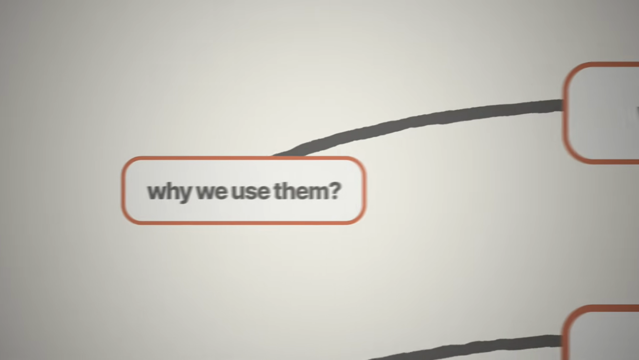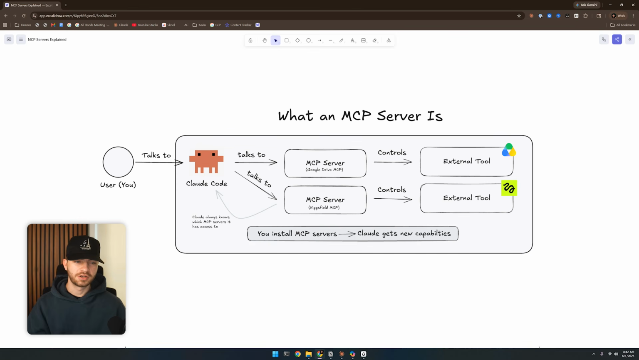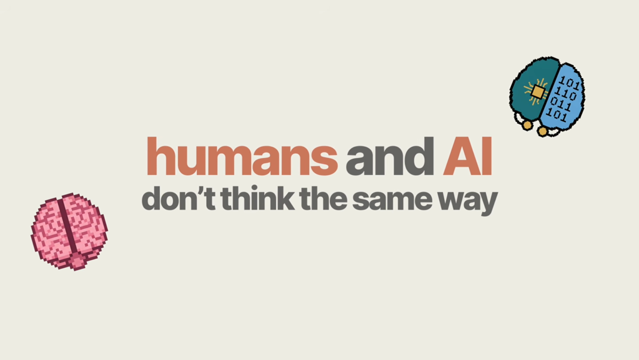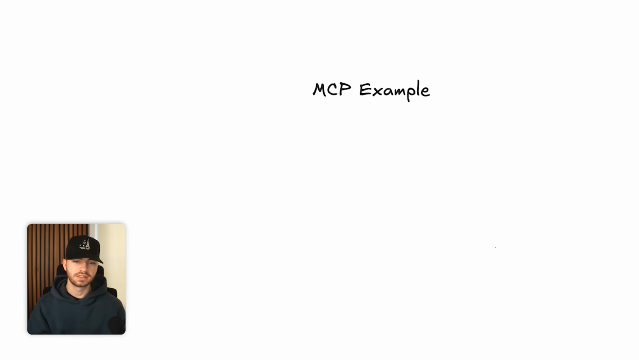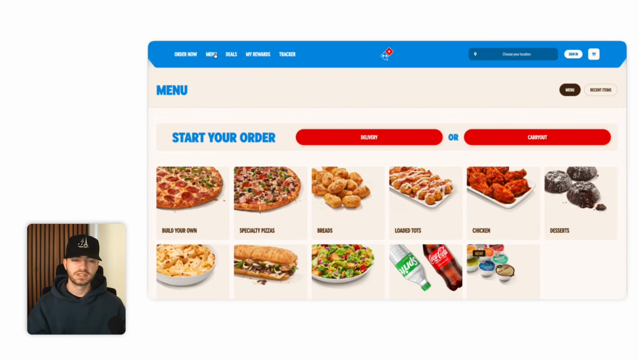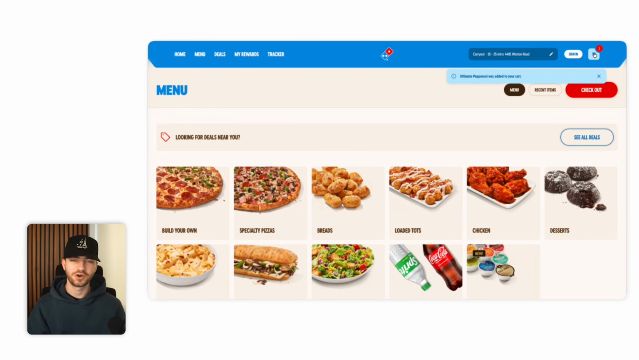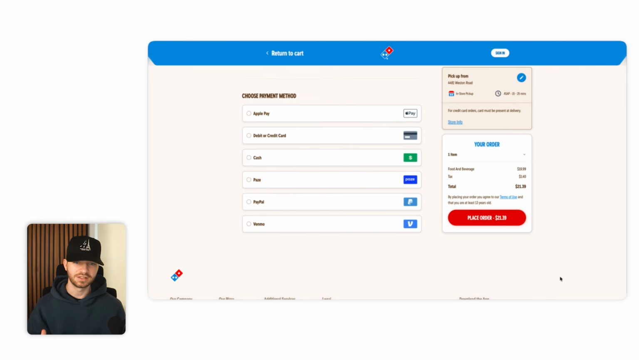So you might find yourself asking, why do we have this MCP server? Why can't Claude Code just connect directly to Google Drive, for example? And the answer is because humans and AI don't really think or operate the same way. Here's a quick example. When you're hungry and you want to order a pizza, you can go online to the Domino's website, you can click through the different options, create a cart, check out with your payment method, and then you can have a Domino's pizza delivered to your door.